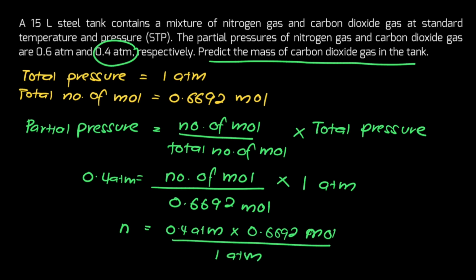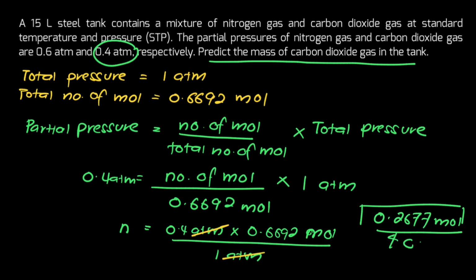Basically, you can just cancel the atm, and you will end up with the number of moles being equivalent to 0.2677 mole of carbon dioxide gas, CO2.